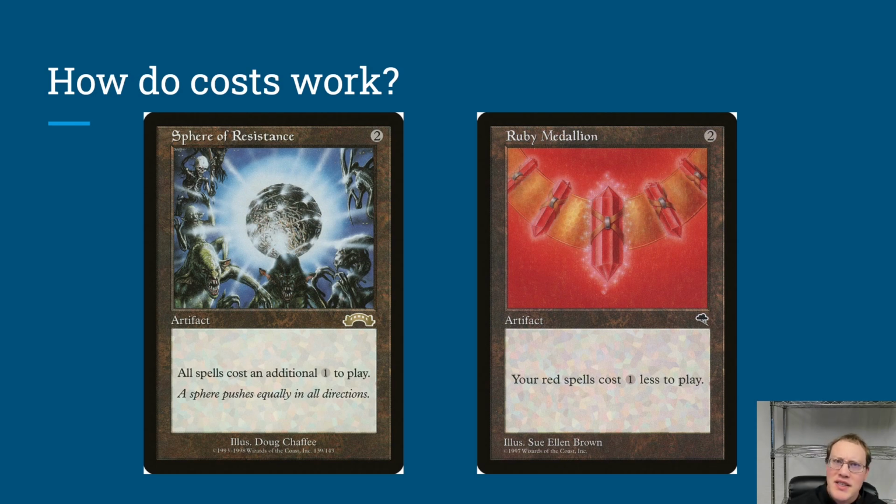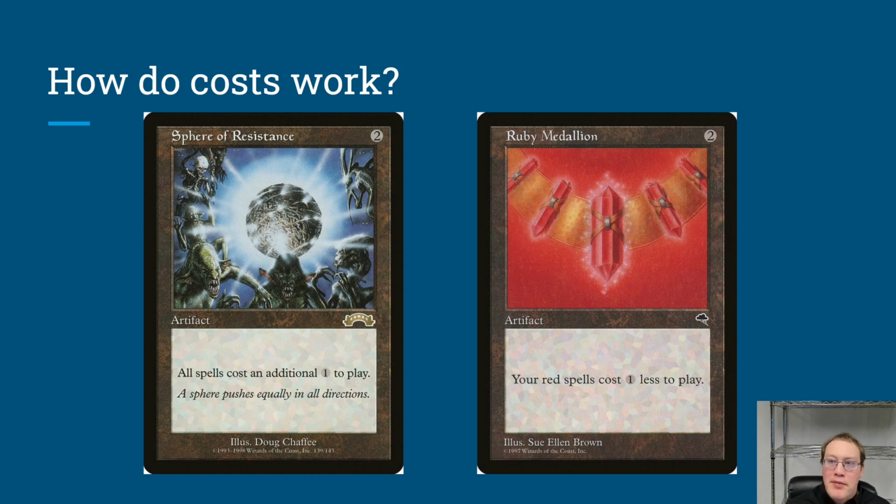And this example gives us an idea of why there's layers for this at all and what the purpose of that is. If there was some way for Ruby Medallion to apply first and Sphere of Resistance to apply second, then it would be in an awkward situation, because the Ruby Medallion wouldn't really be doing anything, since it would be trying to reduce the cost to less than there is available, and then the Sphere of Resistance would increase the cost afterwards. That doesn't make a whole lot of sense. So that's why cost increasers always go first and cost reducers always go afterwards. It doesn't matter what order these two came into play. The end result is that the Lightning Bolt is always going to cost a single red mana to cast, which is how it would normally work.